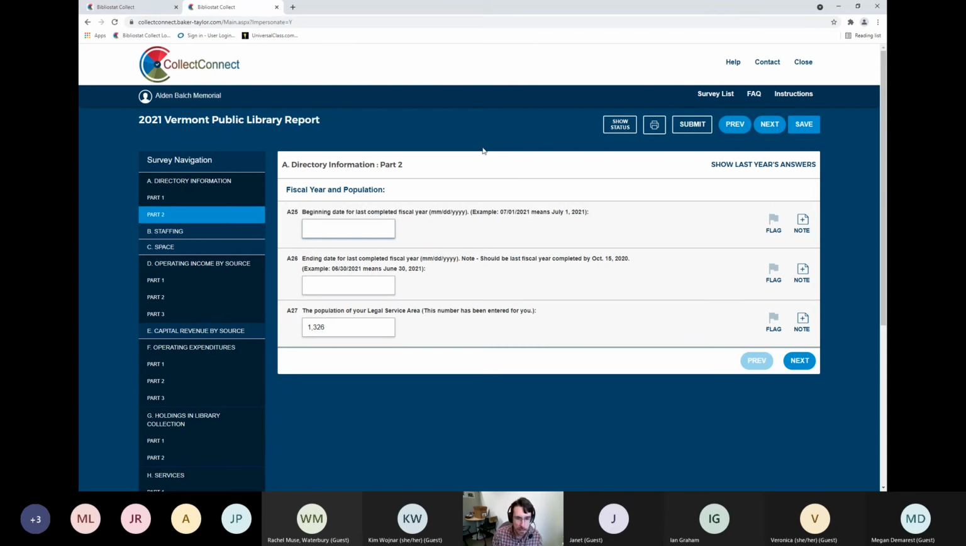Okay, more directory information, part 2. The beginning date for your reporting period and the end date for your reporting period. So this matches up with whatever data you were telling us. And it should match up with your fiscal year. Again, it sort of follows the conversation we had earlier about what is the reporting period. But this is beginning and end.